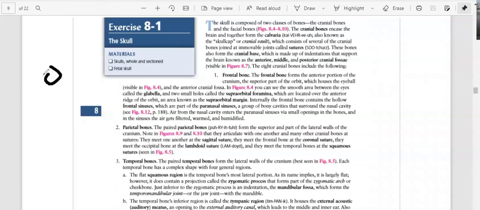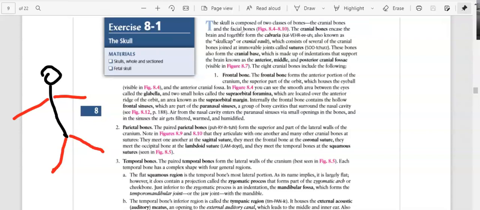Our skeleton is more or less like this, right? And this in black is going to be the axial skeleton. The appendicular skeleton is going to be the bones that you're going to have in your legs and the bones that you're going to have in your arms. So today we're going to cover only the black part, okay? Which is going to be the axial skeleton.